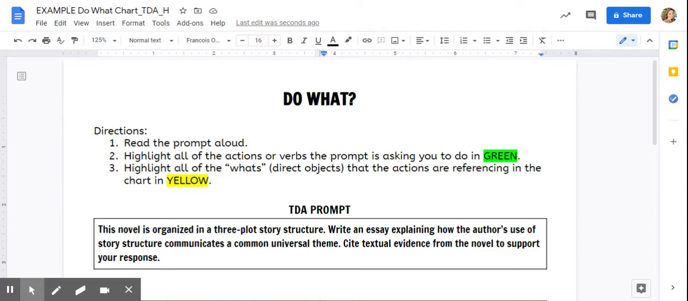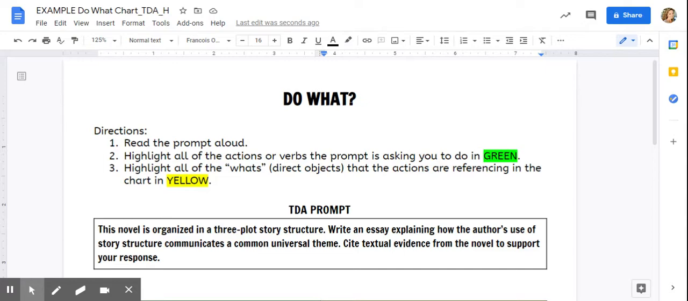So we're going to take a close look at what you're being asked to do to make sure that you understand exactly what your essay should be about. This process is something that I want you to do anytime that you have a TDA prompt. I'm going to walk you through it this time, but next time you have a prompt, I want you to do this exercise on your own.